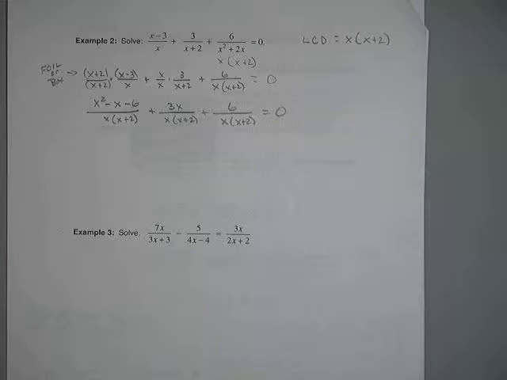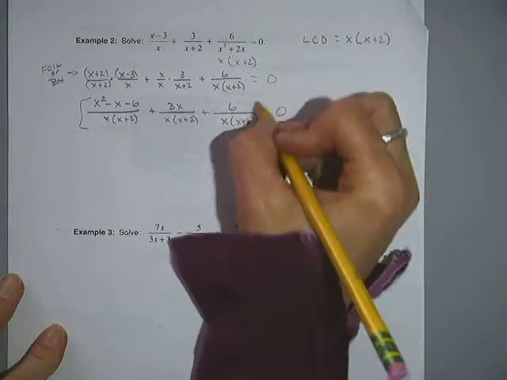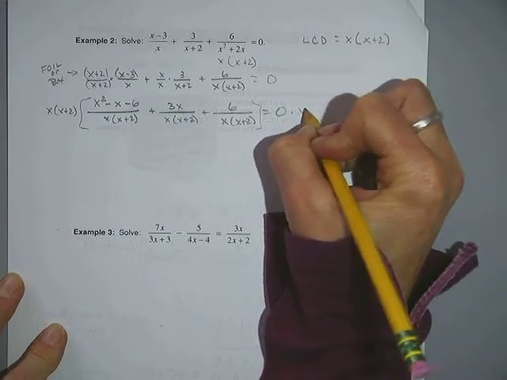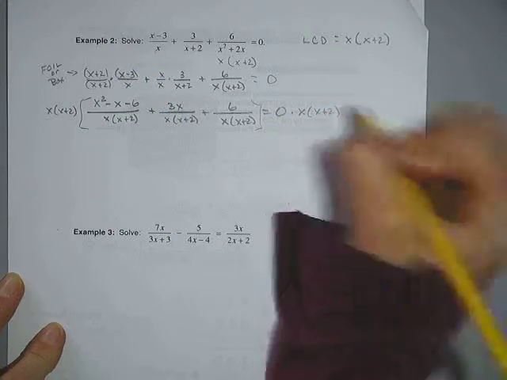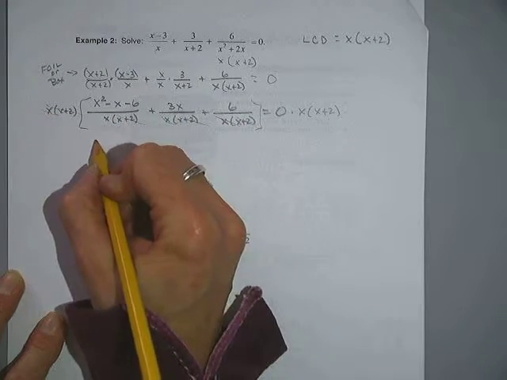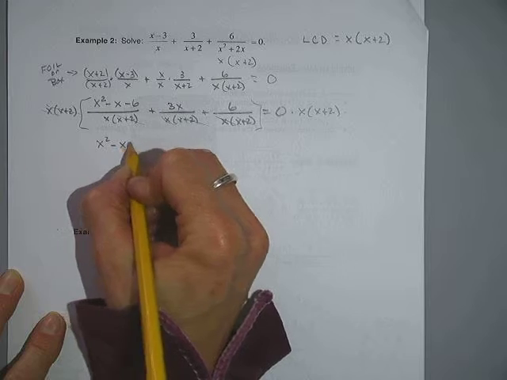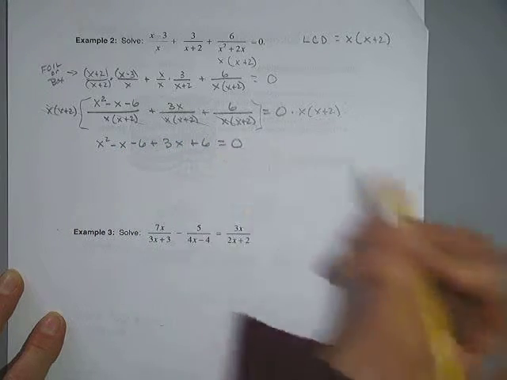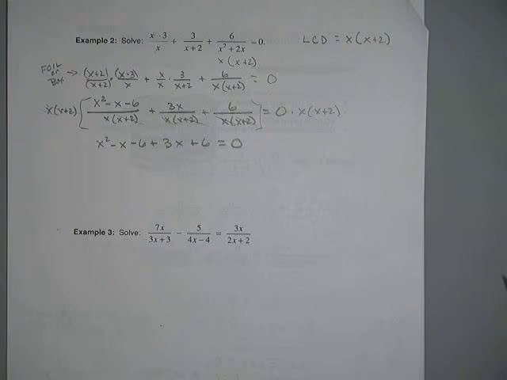Okay, now my question is, are all the denominators the same? Yes, they are, because 0 is. That one doesn't matter. Yes, because if I multiply both sides by x times x plus 2, the denominators go away, and I end up with x squared minus x minus 6 plus 3x plus 6 equals 0.